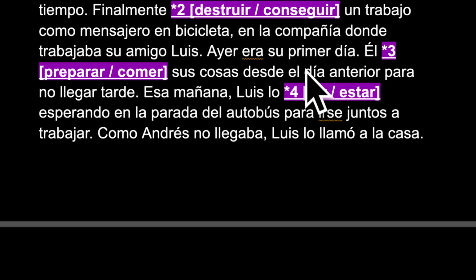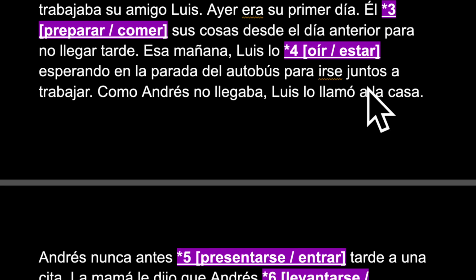Luis. Ayer era su primer día. Yesterday was his first day. El preparar or comer sus cosas desde el día anterior para no llegar tarde. It's trying to say that he prepared or he ate his things on the prior day to not be late, to not arrive late. I would say that he probably prepared his things the day before. So I would say, él había preparado sus cosas desde el día anterior para no llegar tarde.